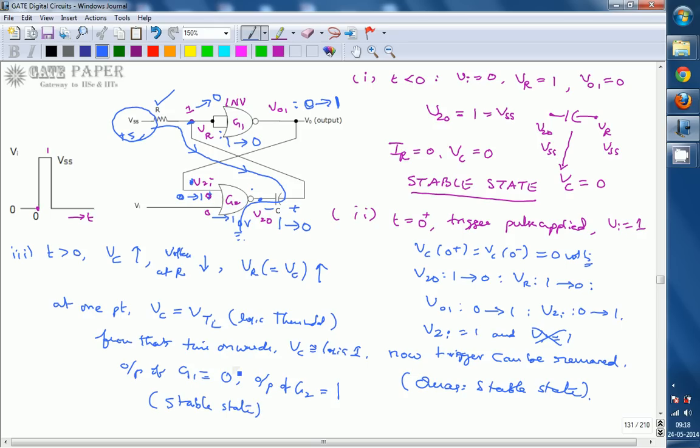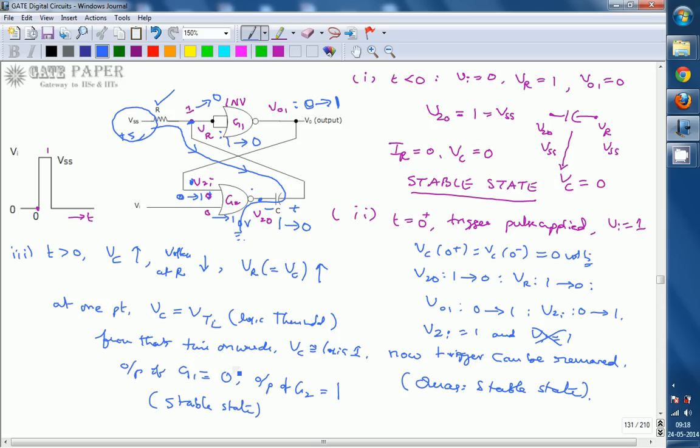So your stable state ends at t equal to 0, where you applied the trigger, and the circuit goes into the quasi stable state, and the quasi stable state continues till the capacitor voltage reaches the logic threshold voltage. The time at which the capacitor voltage reaches the logic threshold voltage is the end of the quasi stable state, and again the circuit comes back, without any application of a trigger pulse, to the stable state.